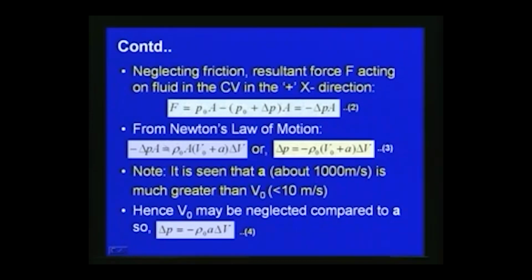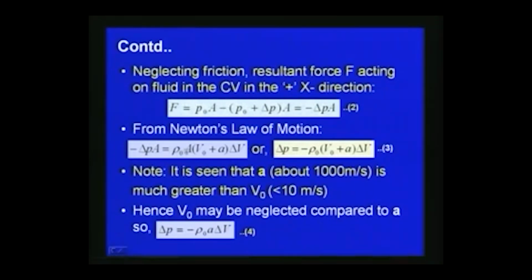So, the net resultant force is equal to the rate of change of momentum, and we get the change in pressure delta P as equal to minus rho 0 into (V0 plus A into delta V), as in equation number 3. So, we get the pressure change delta P by equation number 3.